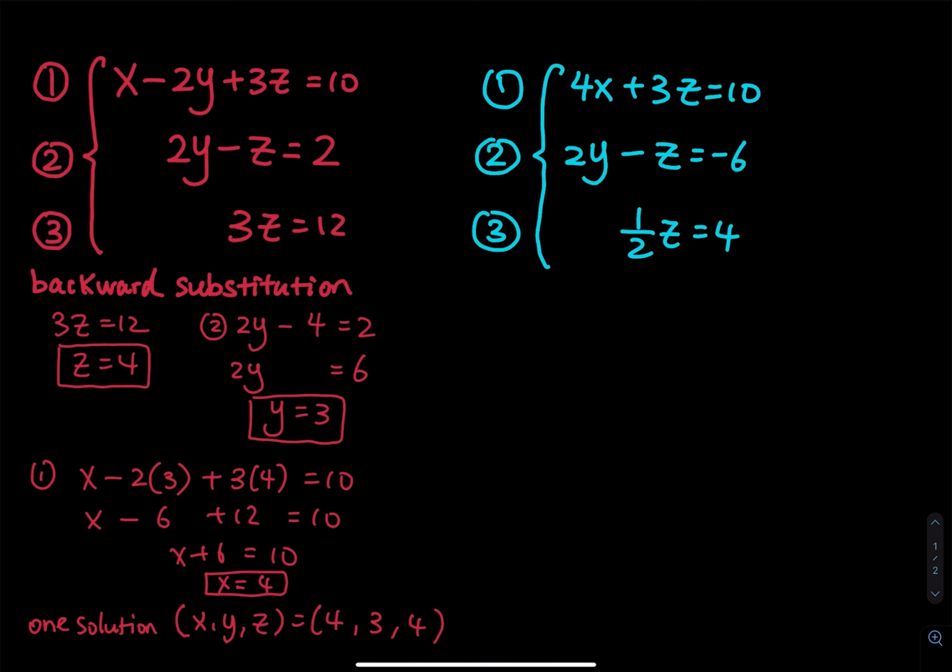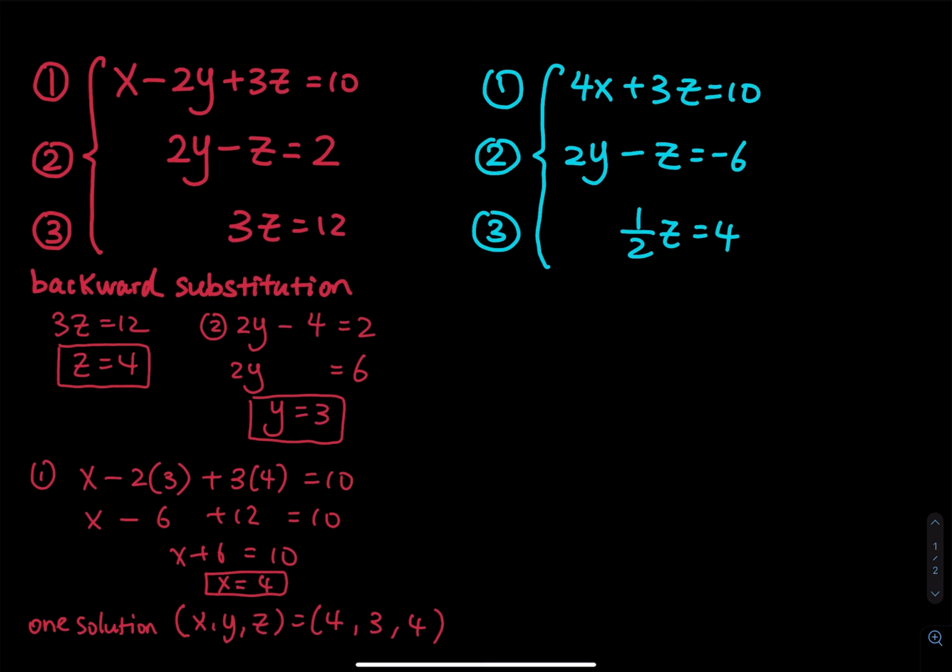Since they meet at one point in three-dimensional space, the location of that point is x equals 4, y equals 3, and z equals 4. And then there is another situation where they meet at a line. That is also one solution.